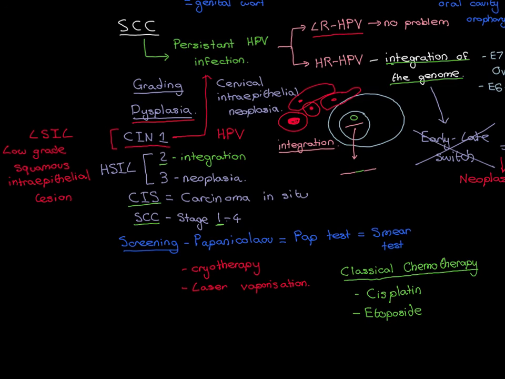Okay, so classical chemotherapy and radiotherapy will be the treatments for stage 2, 3, and 4 squamous cell carcinomas. And if you're just going to learn 2 classical chemotherapeutic agents, these are 2 really important ones to know the names of: cisplatin and etoposide.